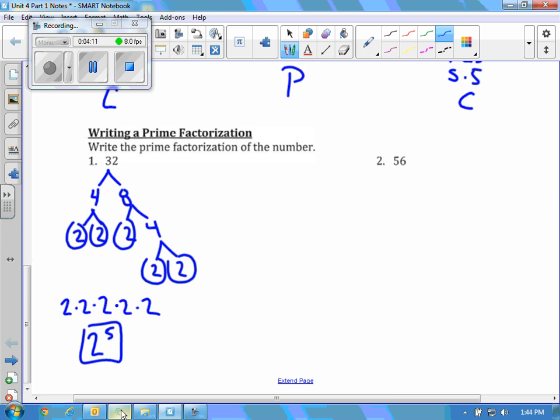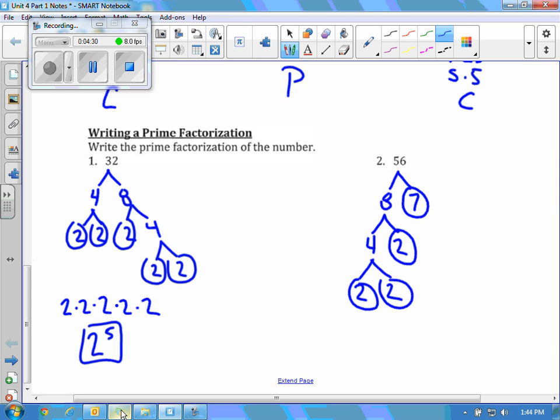Looking at number 2, 56, I'm going to split that into 8 and 7. 7 is a prime number, so I can go ahead and circle that. 8 I can break into 4 and 2. 2 is a prime number, so I can circle that. And 4 I'm going to split into 2 and 2. I can circle both of those as prime.